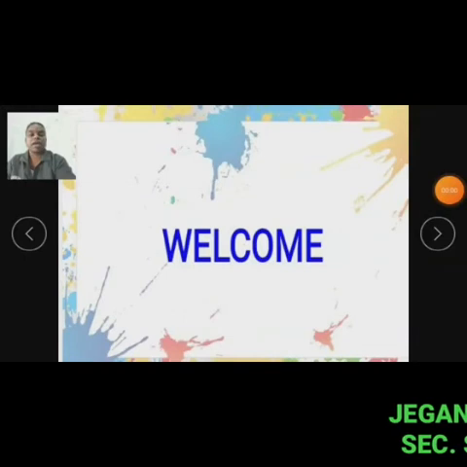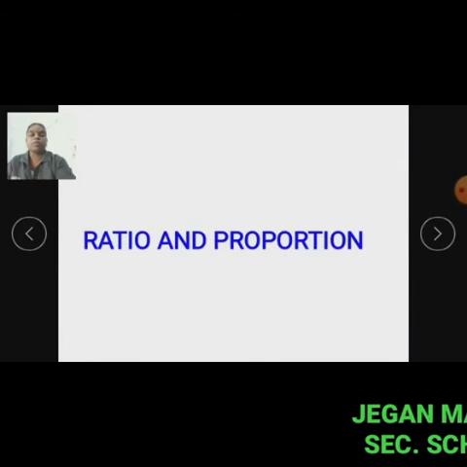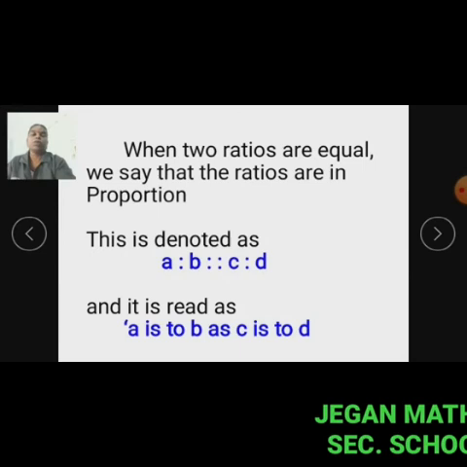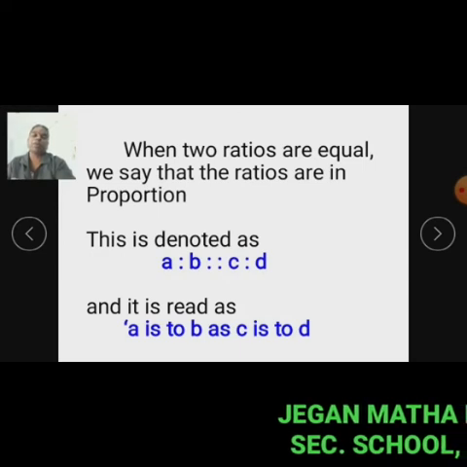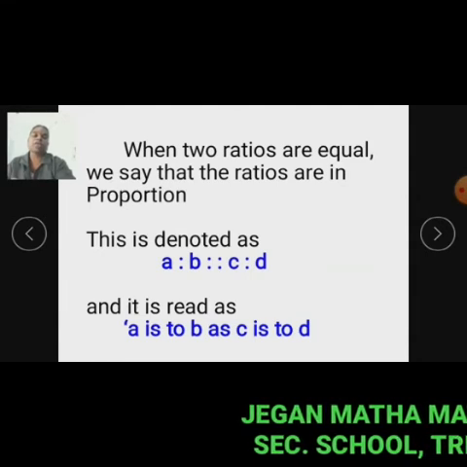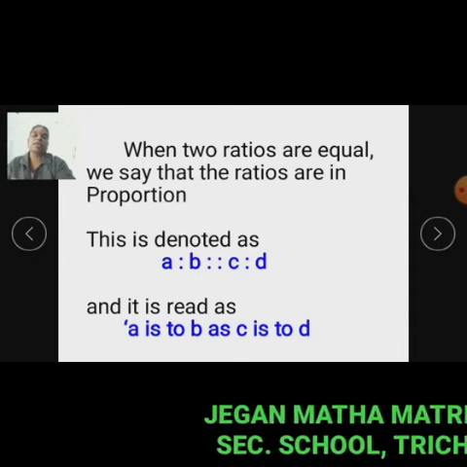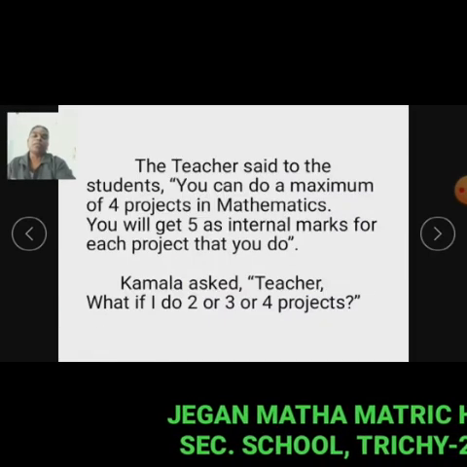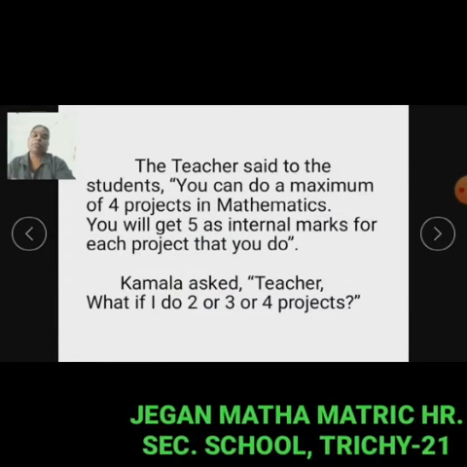Welcome to Maths class. In this class, I am going to explain about proportion in the chapter ratio and proportion. When two ratios are equal, we say that the ratios are in proportion. This is denoted as A is to B proportion to C is to D, and it is read as A is to B as C is to D. The following example explains about proportion.